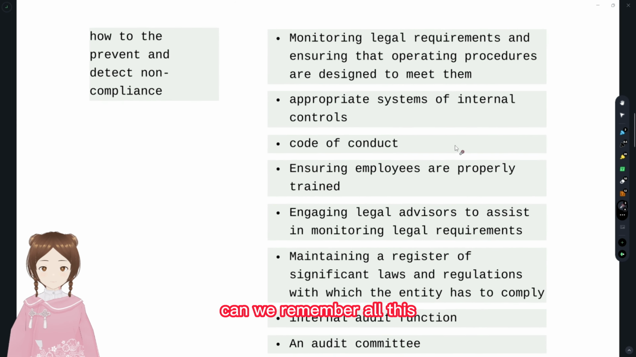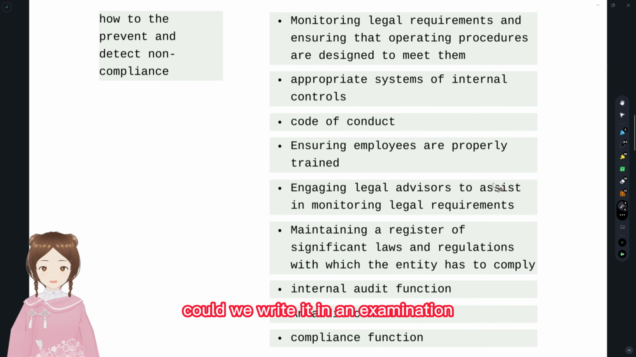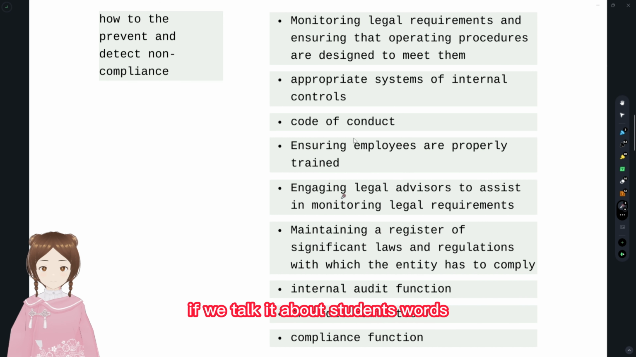Can we remember all this? That's highly impossible, right? We'll figure out how we could write it in an examination. First thing, maintaining a register with all the significant laws and regulations with which the entity has to comply. First, learning the scope or the syllabus kind of thing. If we talk in students' words, this is so simple to remember.